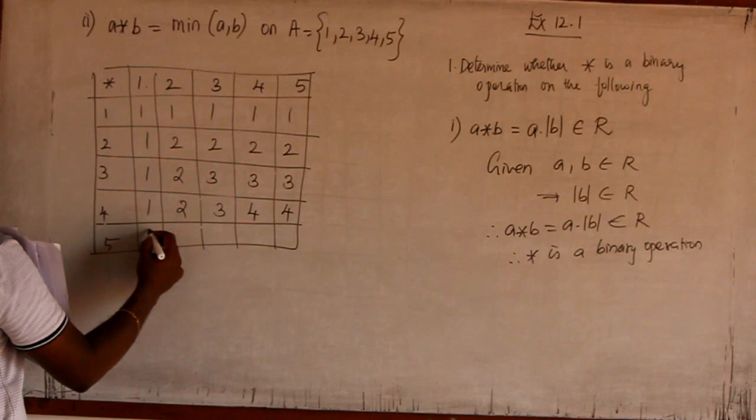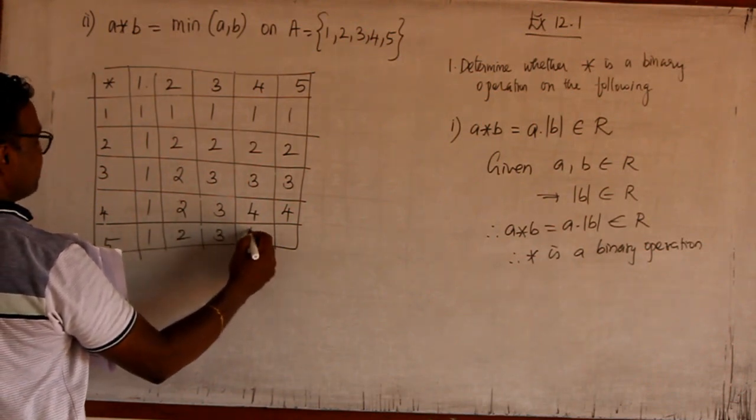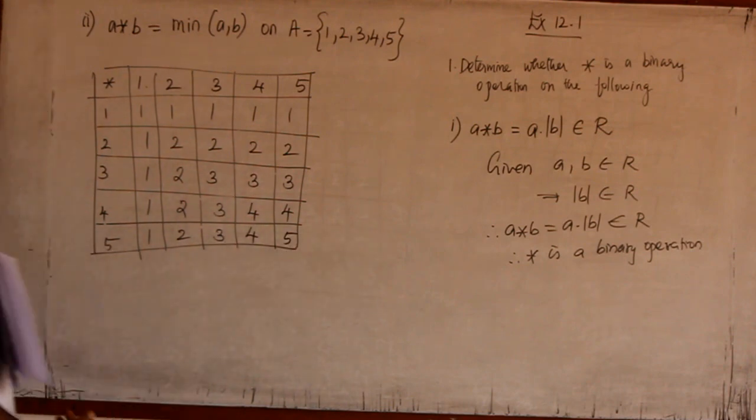5 and 1, the minimum is 1. 5 and 2, the minimum is 2. 5 and 3, the minimum is 3. 5 and 4, the minimum is 4. 5 and 5, the minimum is 5.